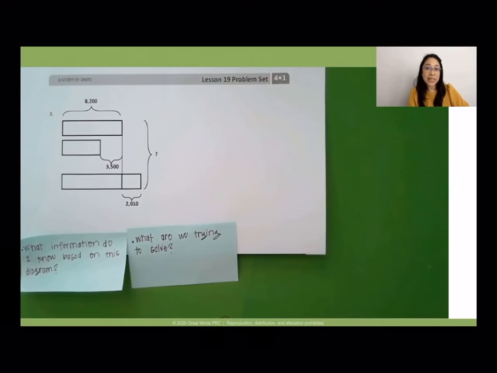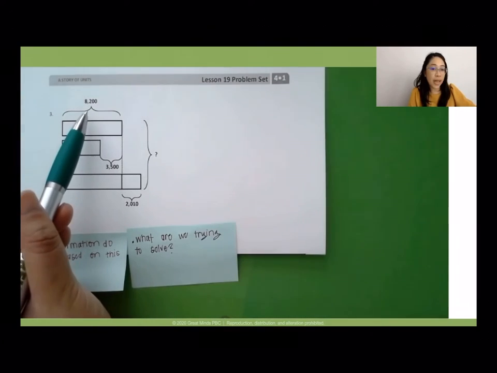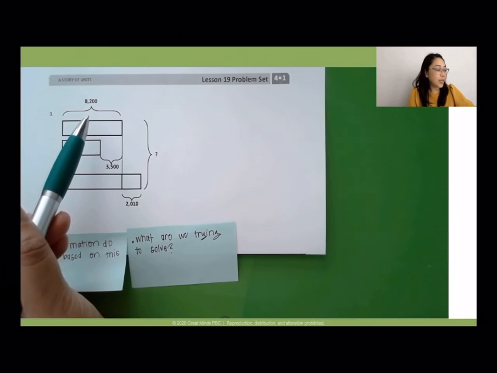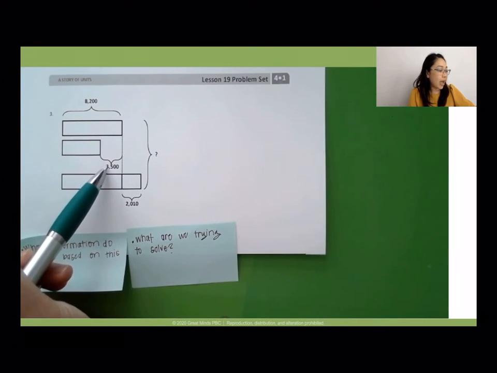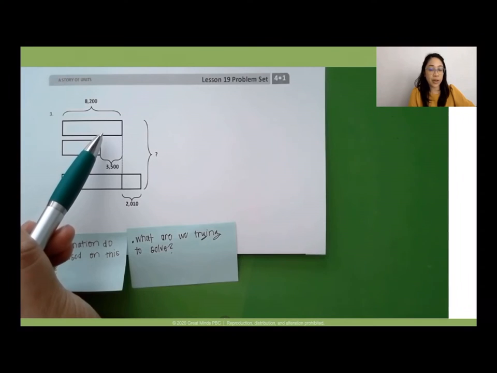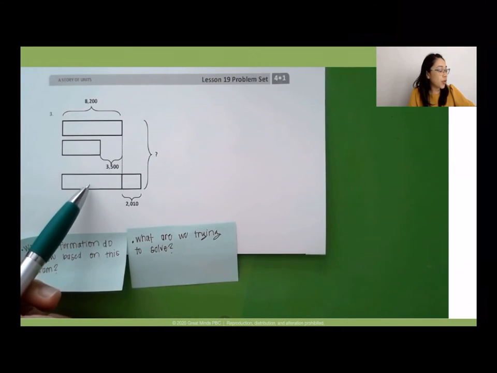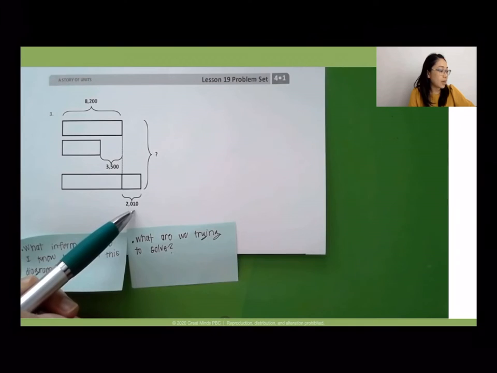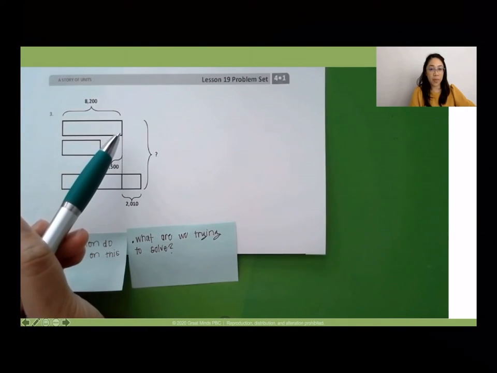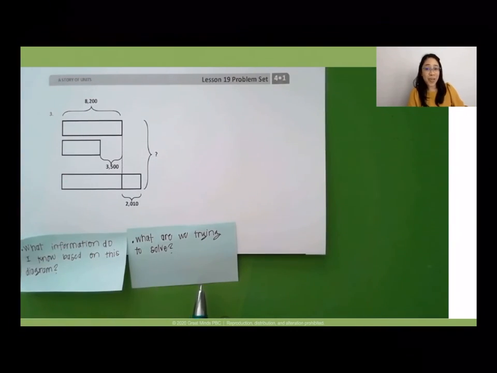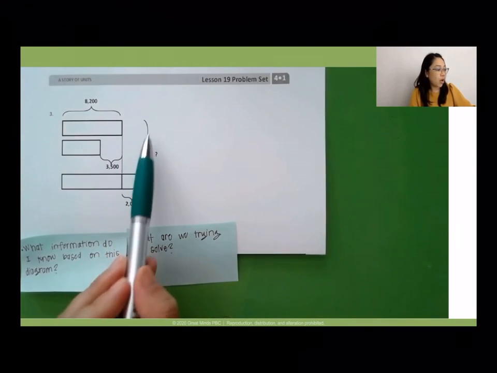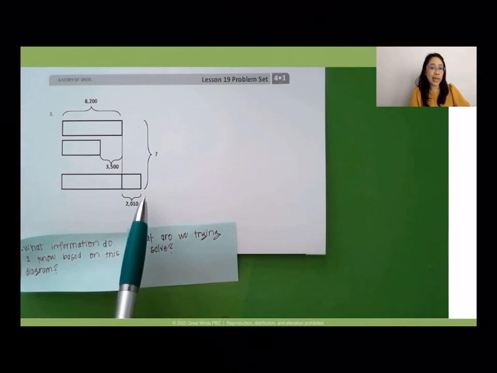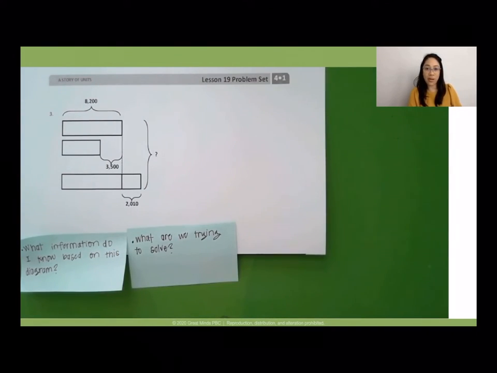Let's see if we were able to glean the same information from looking at the diagram. We can see that the first tape has a value of 8,200. We see that the second tape is 3,500 less than the first one. And we can also see that the third tape is 2,010 more than the first tape. And what is it that we're trying to solve? We're trying to determine the value of all three tapes, which is indicated here with a question mark.